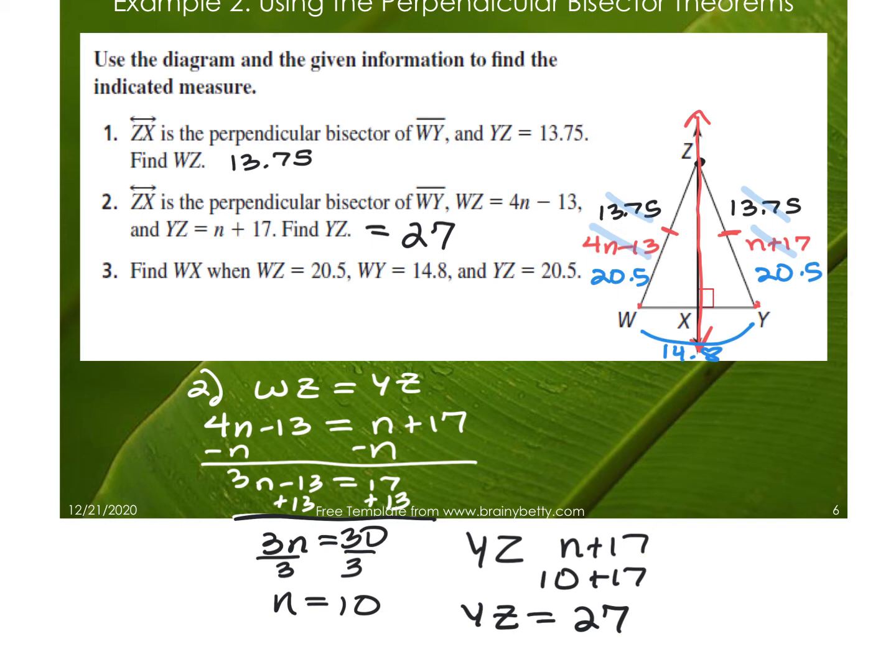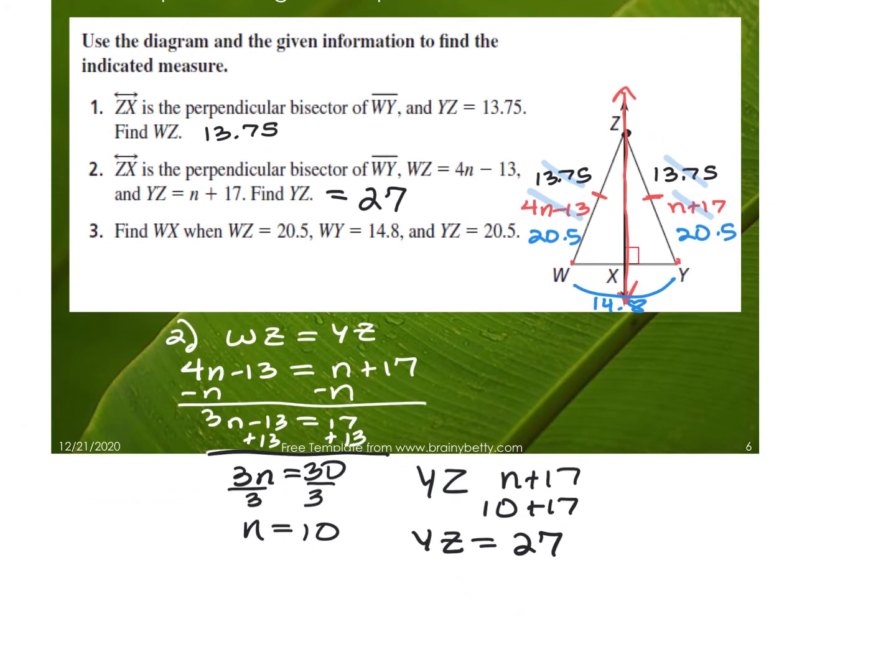So now we use the converse of the perpendicular bisector theorem, and this would be my explanation for number 3. If they just ask you to solve it, all we're going to do is divide 14.8 by 2. But if they ever ask you to explain, you would say you are using the perpendicular bisector theorem converse, because we were given that WZ was equal to YZ, because they told me that both of these were 20.5.